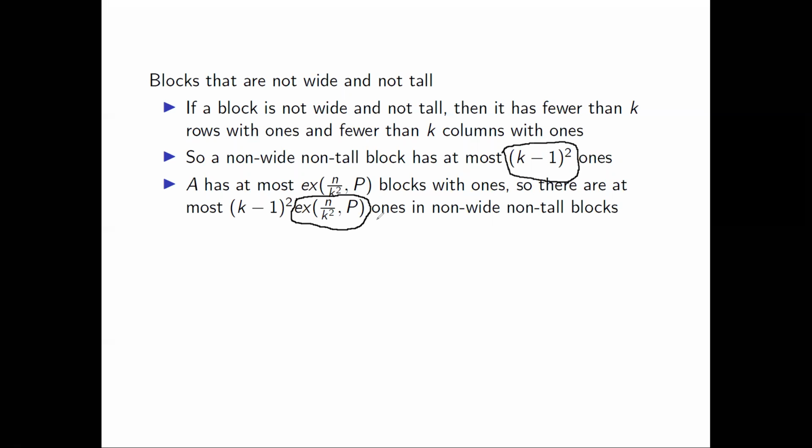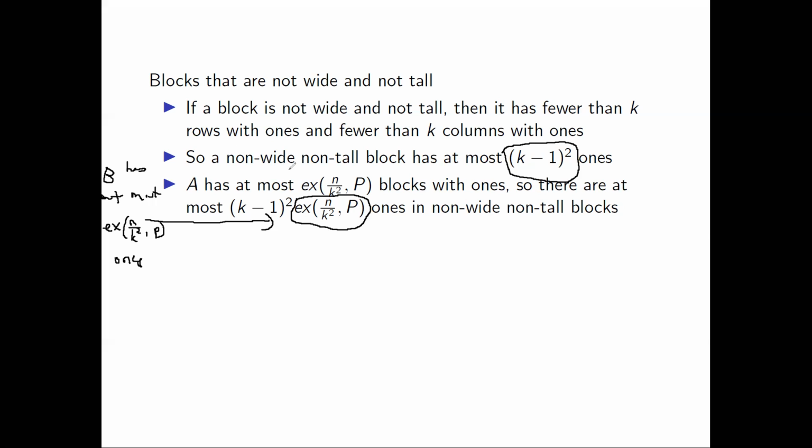And we said that B was an n over k squared by n over k squared matrix. So B has at most ex of n over k squared comma p ones, and B was the matrix we obtained from A by changing each block into an entry. So each one of B corresponded to a block of A that had at least a single one. Each zero of B corresponded to an all zero block of A.